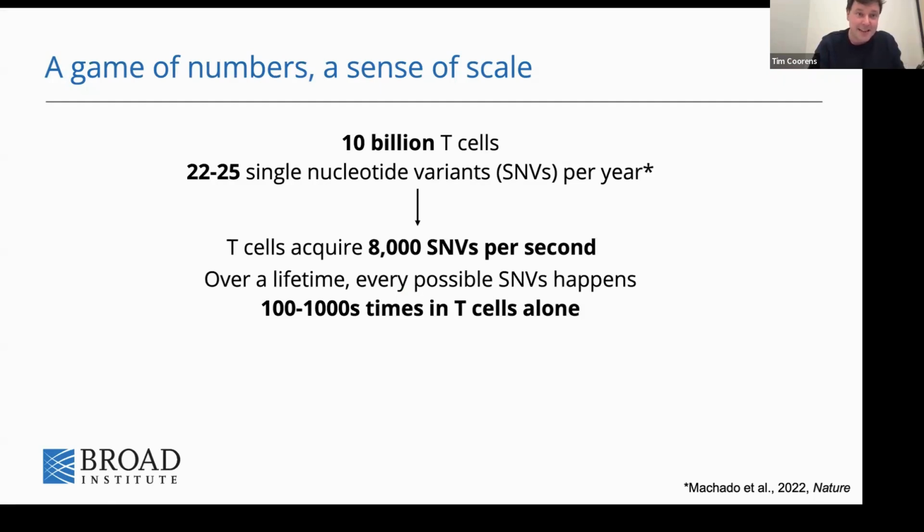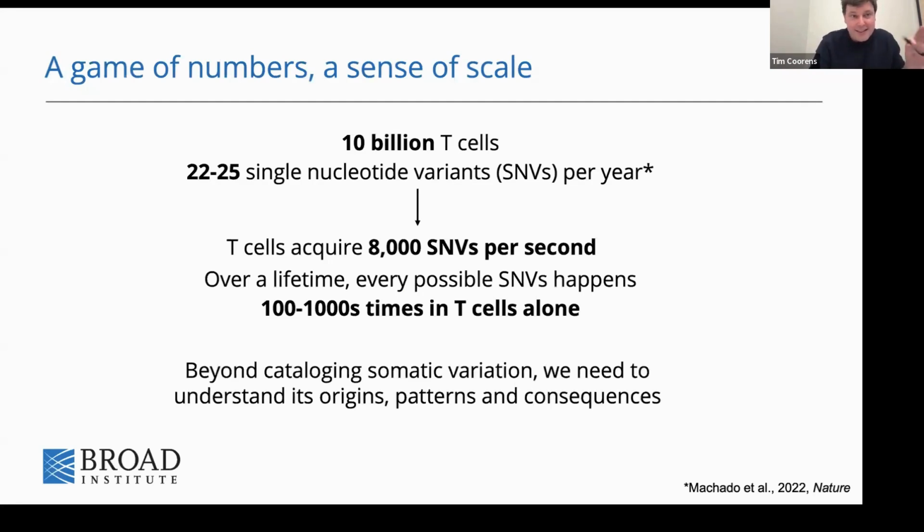Now, we're much more than just T cells, of course. We're many different cell types, and we have many different kinds of mutations beyond SNVs. So all of that to say that beyond just cataloging this somatic variation, what we really need to be doing is understanding the origins, their patterns, and their consequences, mapping out both the trajectory from normal cell to cancer cell, but also any other role of somatic variation that we may have in our bodies, be that health, aging, or other diseases.